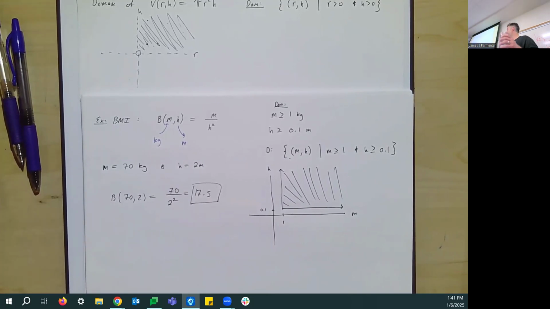So functions of 2 variables, not too terrible to start off with. We can evaluate them pretty easily just by plugging in numbers and getting outputs out.